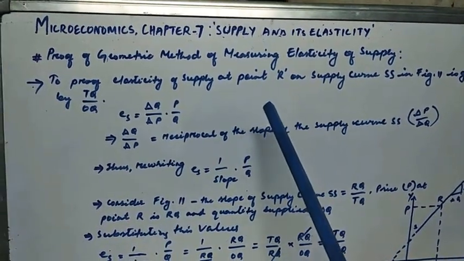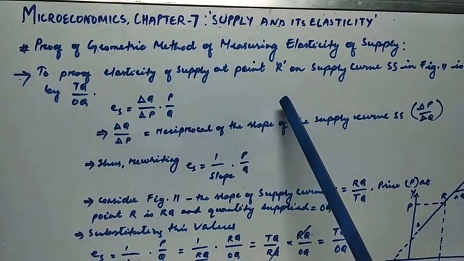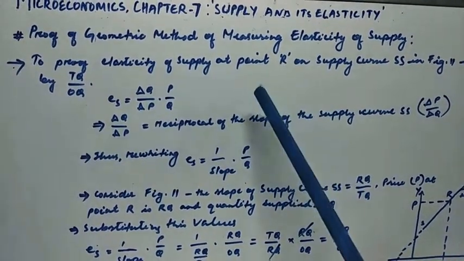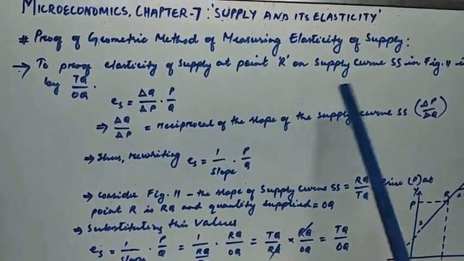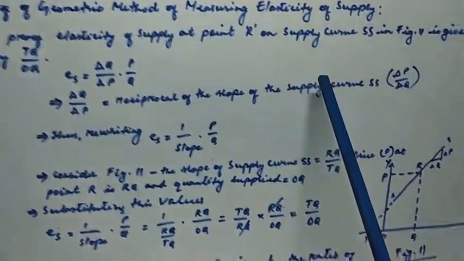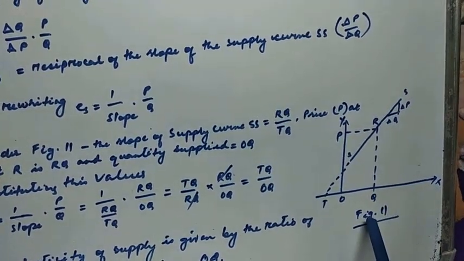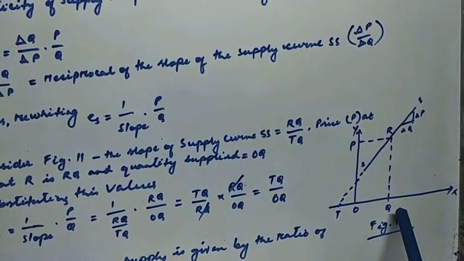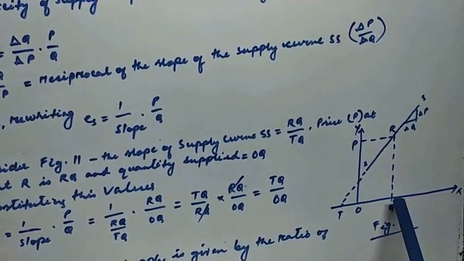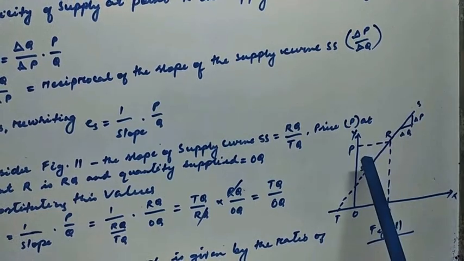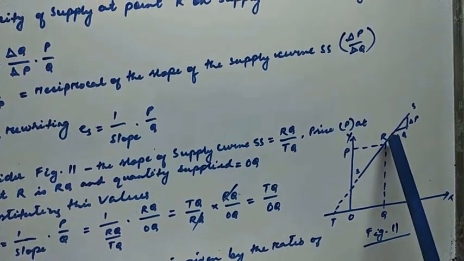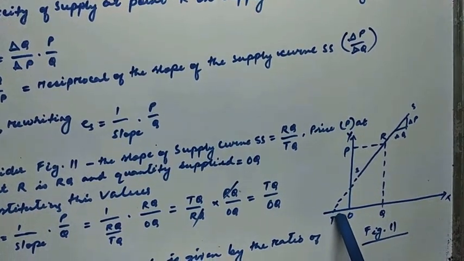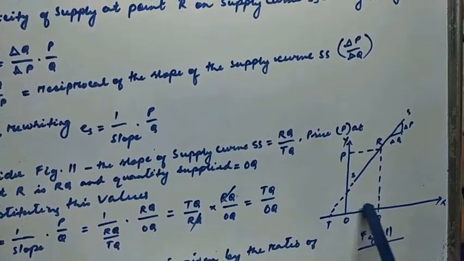So we have discussed the geometric method for the measurement of the elasticity of supply. In that geometric method, this is the same figure 11 which we have taken to explain the geometric method. We have explained that the elasticity of supply at point R is given by the distance TQ divided by OQ.